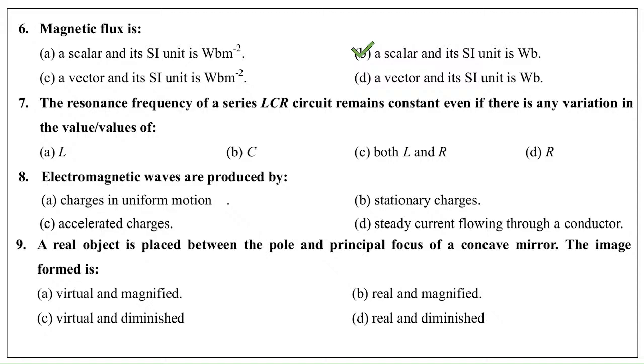Next. 7. The resonance frequency of a series LCR circuit remains constant even if there is any variation in the value or values of. Answer is option D. Resistance R. Next. 8. Electromagnetic waves are produced by. Answer is option C. Accelerated charges.